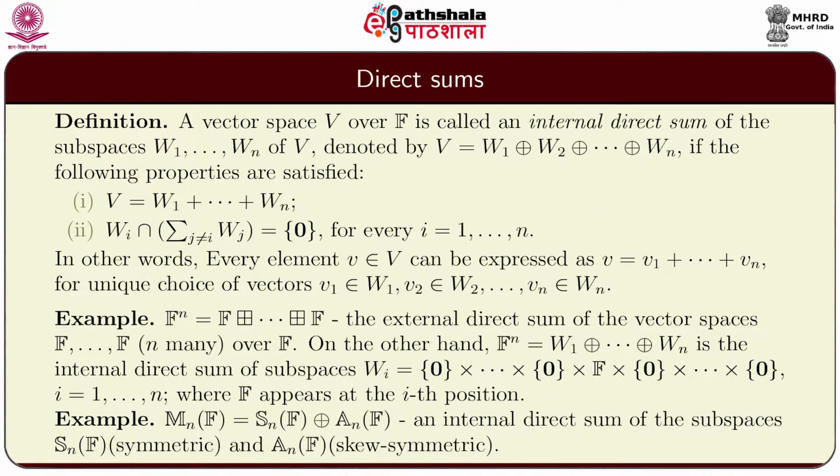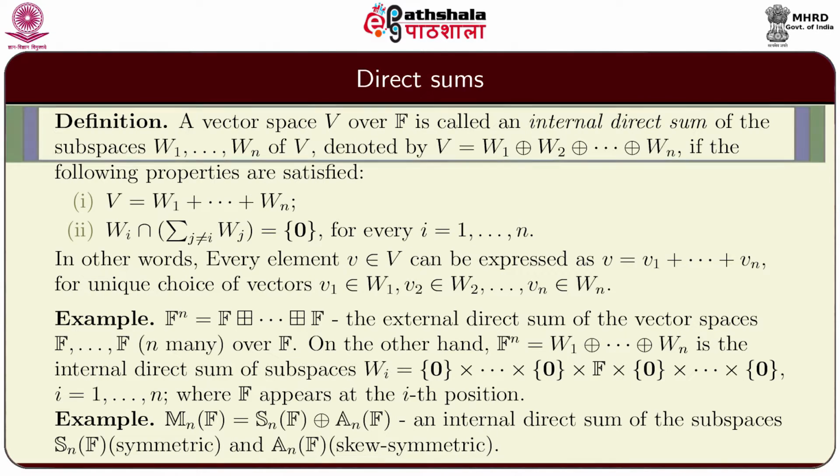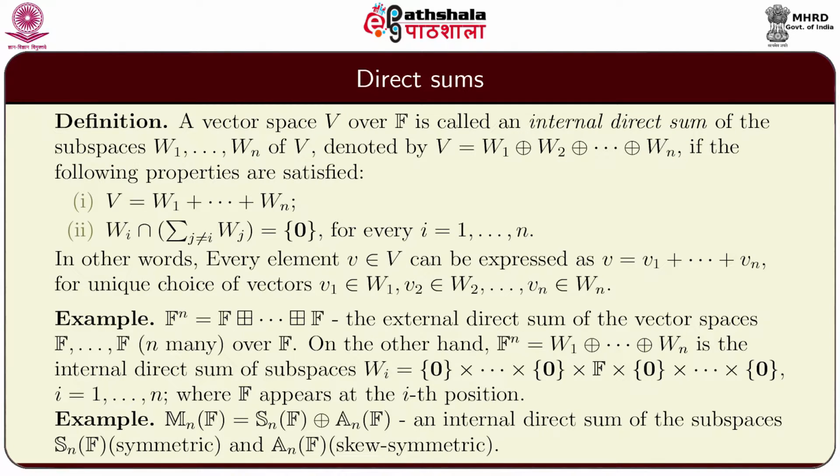And now we define an internal direct sum. A vector space V over F is called an internal direct sum of the subspaces W1, W2 and so on Wn of V, denoted by V is equal to W1 ⊕ W2 ⊕ and so on Wn. You see that we have used a different symbol here for internal direct sum, and this is called an internal direct sum if the following properties are satisfied.